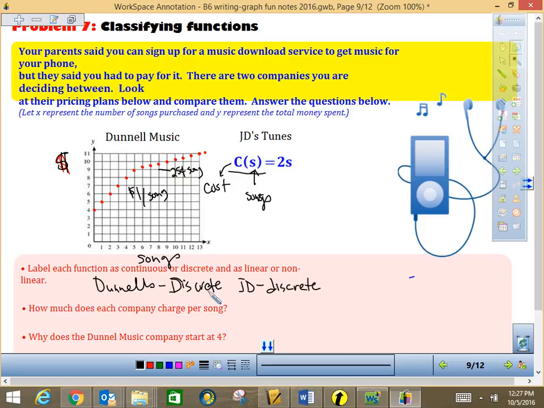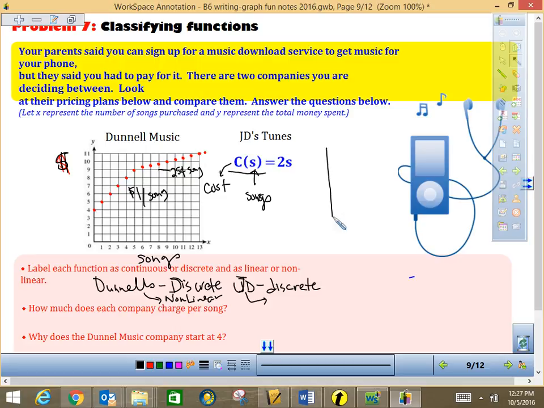So both of them, would we say they are both linear? What do you think, Ryan? Are they both linear? Oh, no. Donnell's would be non-linear, right? And JD's? Linear or non-linear? Non-linear. So, each song is $2.